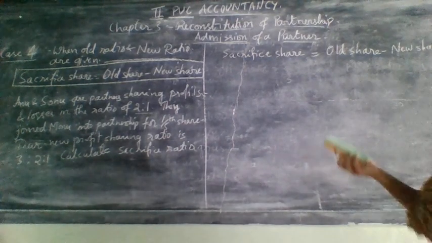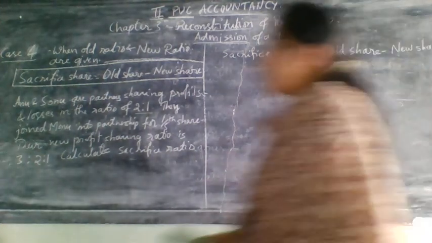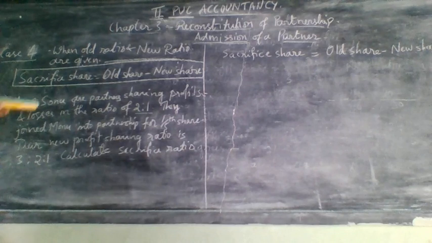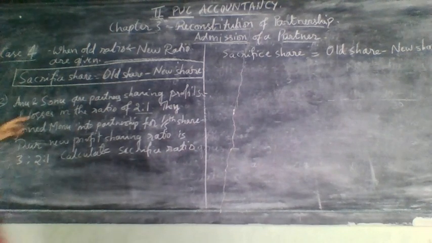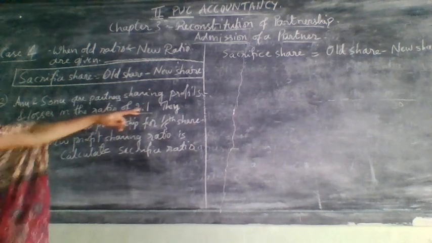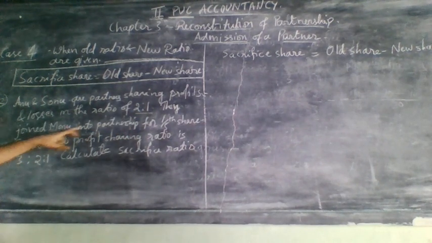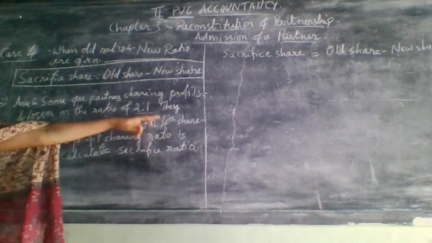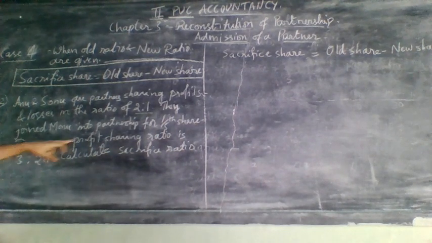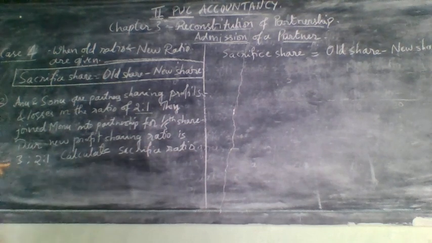Now I gave one more problem; that was problem 1 and this is problem 2. See here, Anu and Sonu are partners sharing profits and losses in the ratio of 2:1. They joined Monu into partnership for 1/5 share. Their new profit sharing ratio is 3:2:1. Calculate sacrifice ratio.